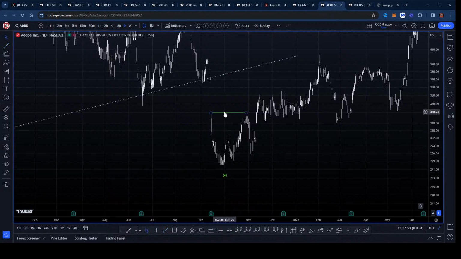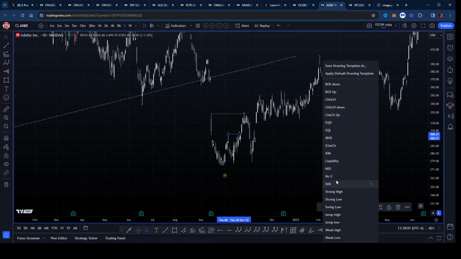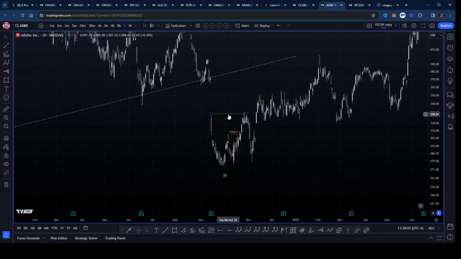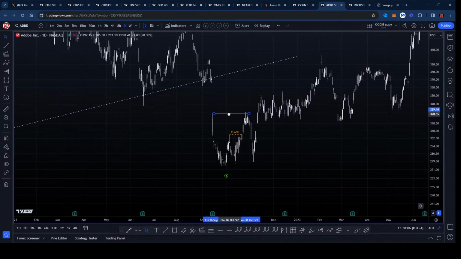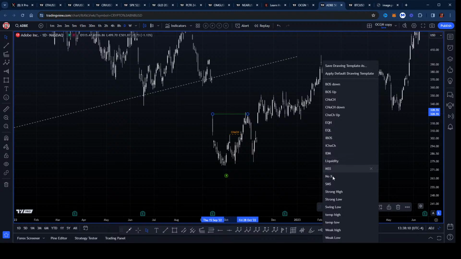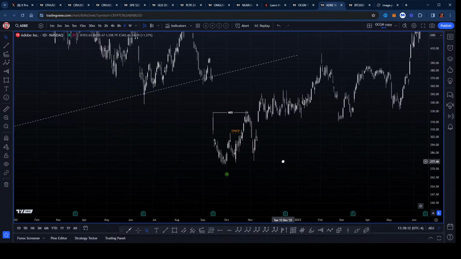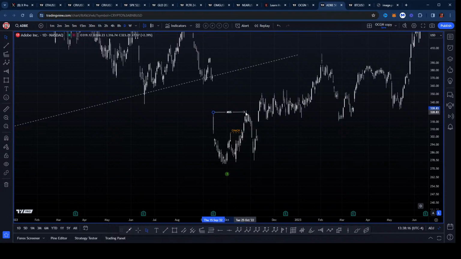Okay, so let's see if we can put this back together. So we'll have this as well right here. Okay, we can call this market structure shift. I think we get a little too caught up. Is it a chalk? Is it a boss? It's different, right? Something has shifted. This would probably be a chalk plus, right?